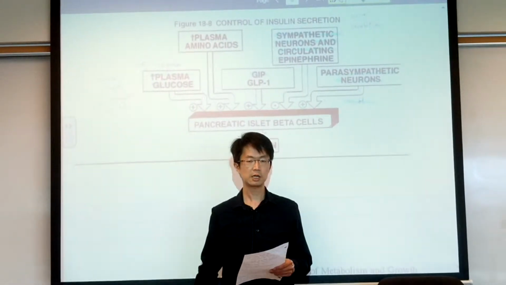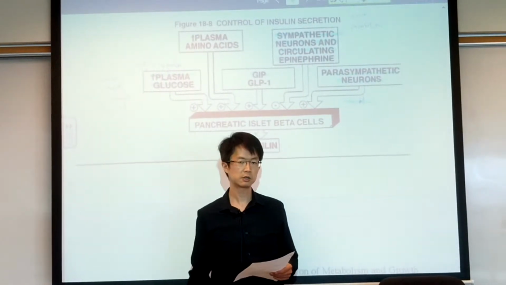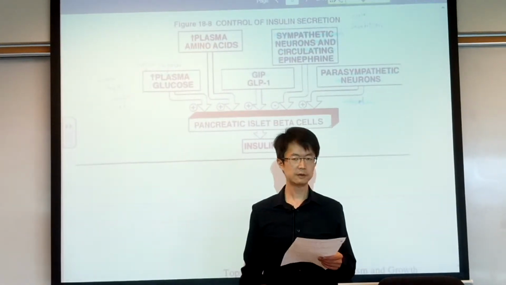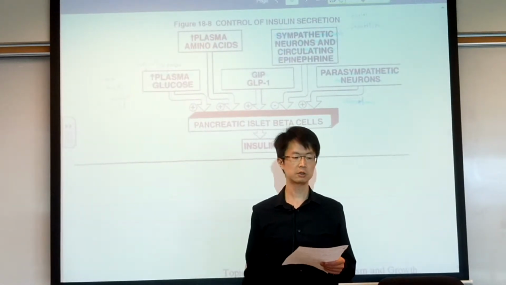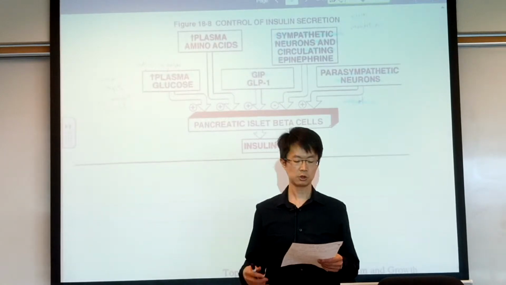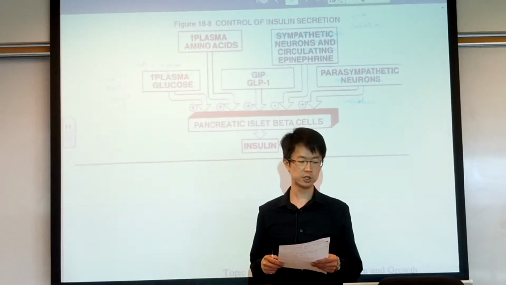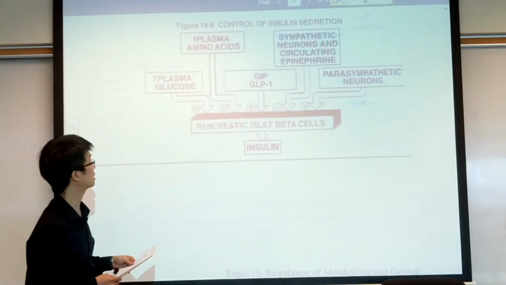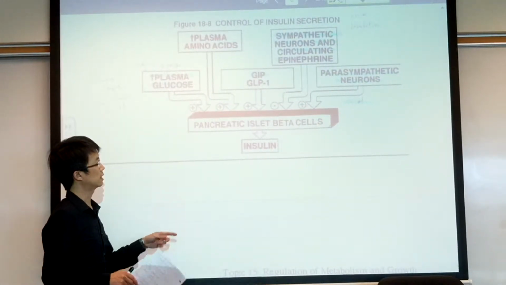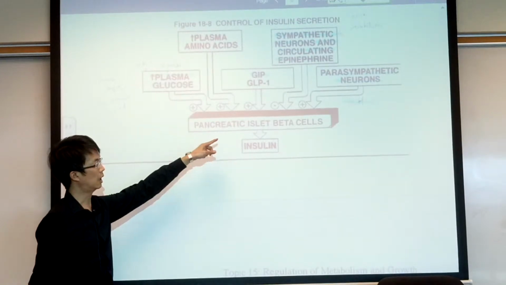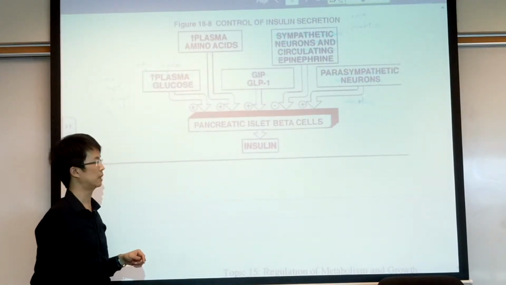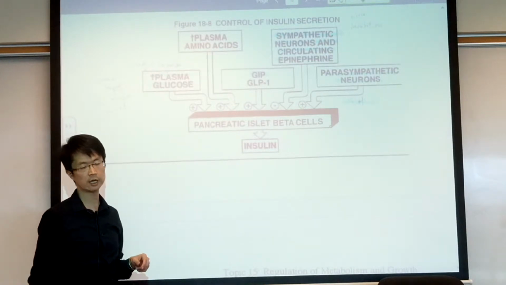Hello. In the last video, we talked about the 10 functions of insulin. Now, after we talk about the 10 functions of insulin, we will talk about the control of insulin secretion here. As you can see in this figure, insulin is secreted by the beta cells in the pancreatic islet, or islet of Langerhans.